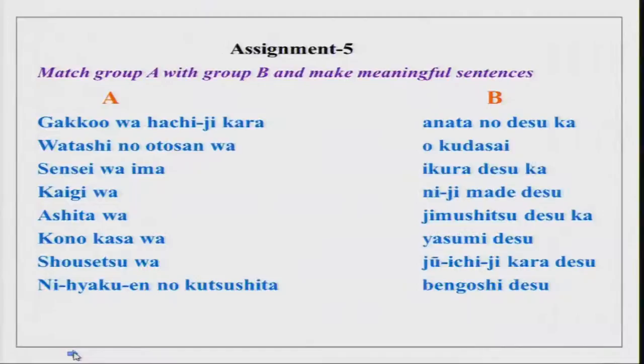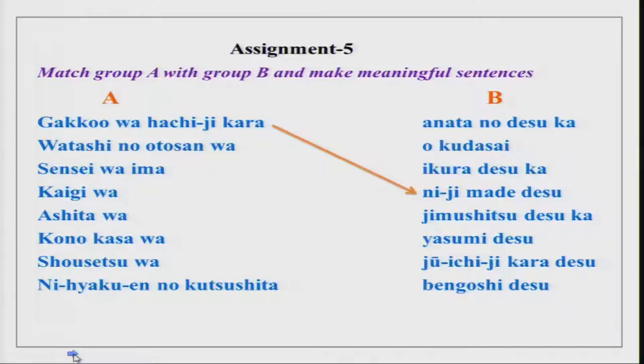So now you have to match group A with group B and make meaningful sentences. Column A has one part of the sentence and column B has the other part. So you have to match the sentences and the sentences should be meaningful. They should have a meaning, they should be complete. So please try to do that. We have been doing this exercise in our previous lessons as well and I am sure by now you are used to it. So well, let us see what the first one is. Gakko wa hachiji kara niji made desu. So you have this practice of kara and made. From a certain time till a certain time.